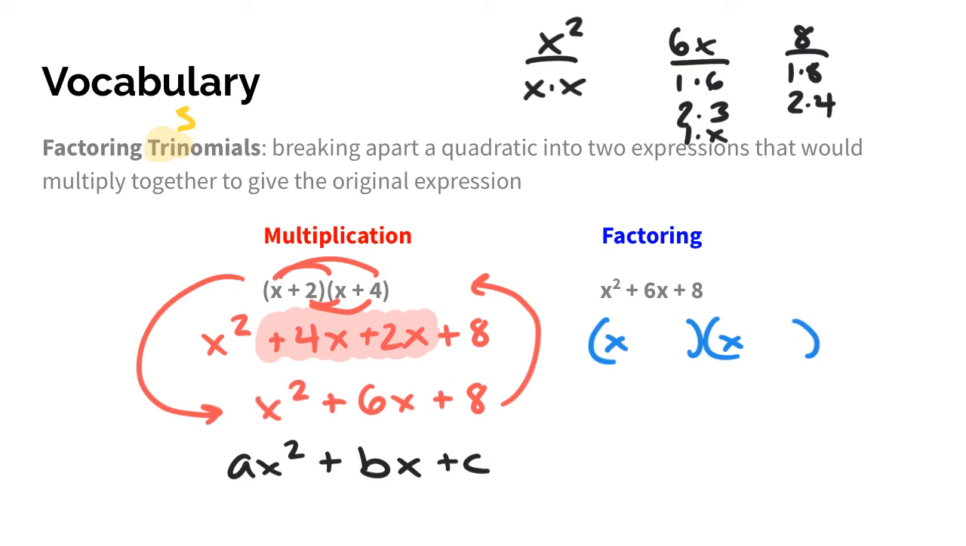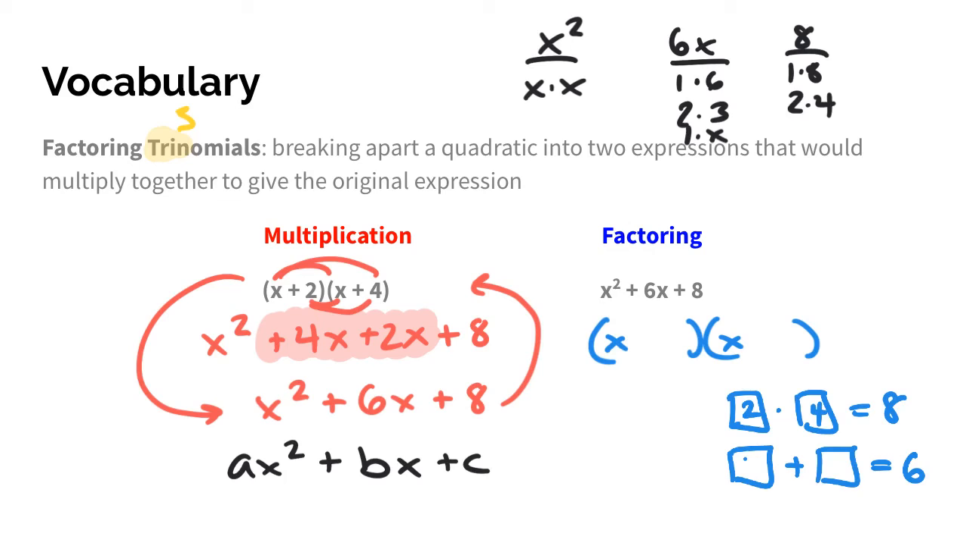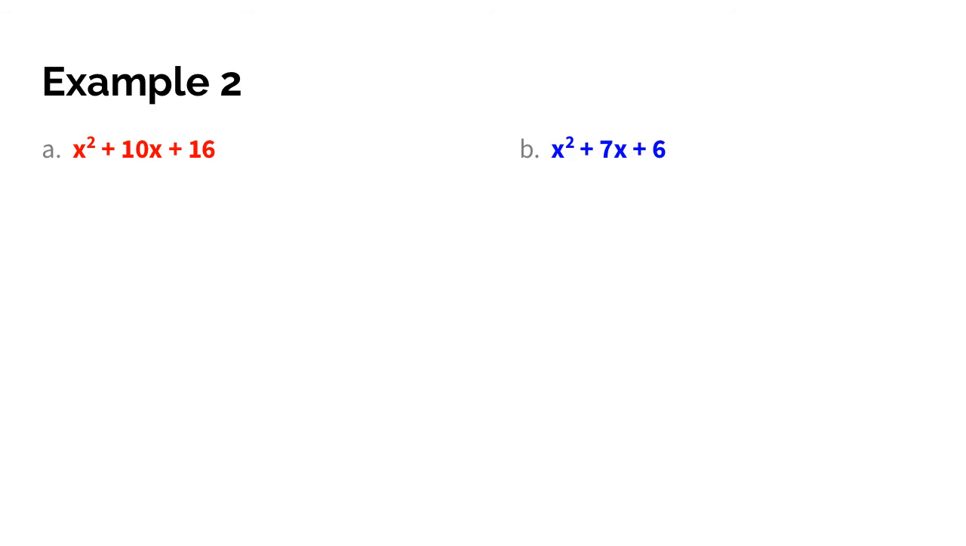So if I think of, okay, what are two numbers here that would multiply together to give me 8, and those same two numbers would add together to give me 6, the only things that would work here would be 2 and 4. So the 2 and the 4 would go in these two spots. So this process right here of taking something and breaking it into two pieces that are multiplied together is a process called factoring. Okay, so our goal is to factor these trinomials.